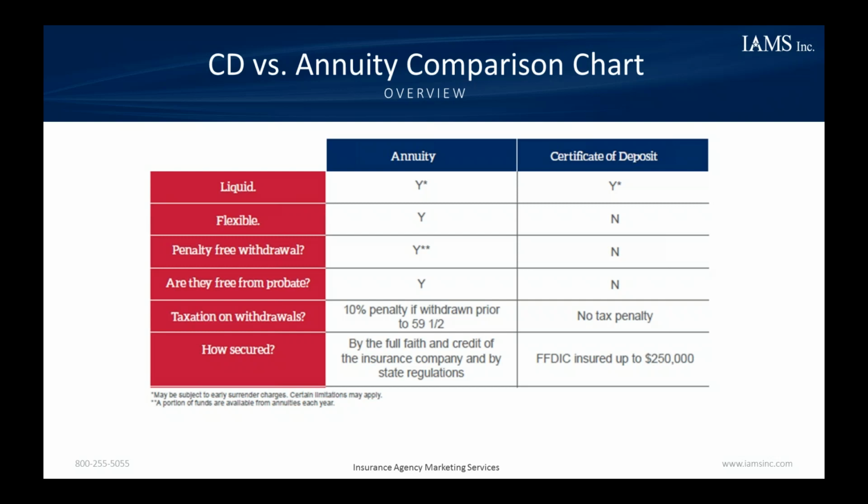How are they secured? Again, we touched on that. FDIC is insured up to $250,000 with the bank. The annuities are backed by the full faith and credit of the insurance company and by state regulations.